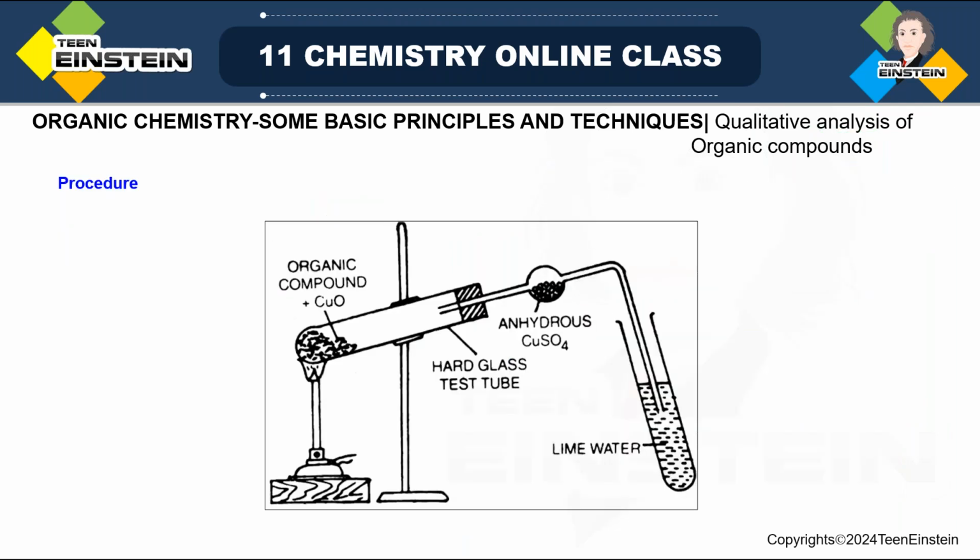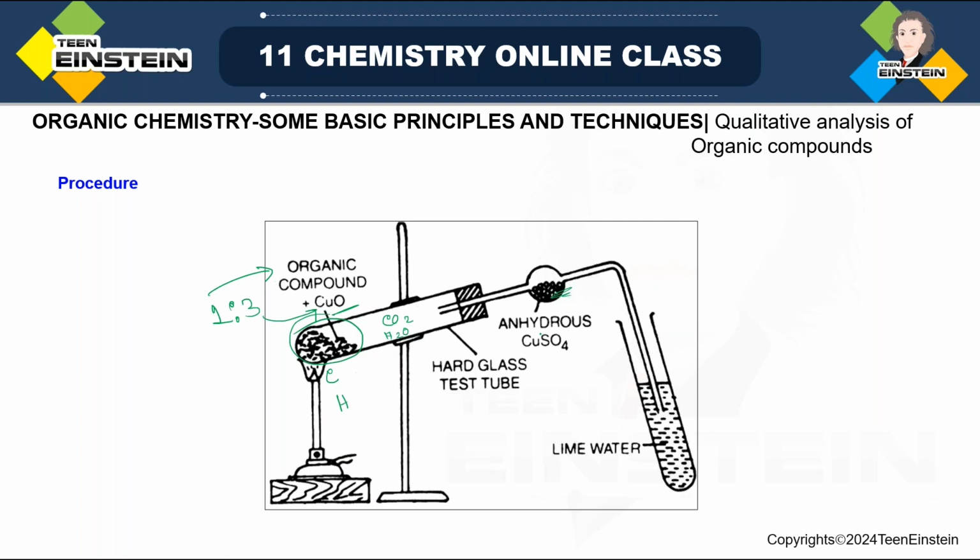Here you can see the picture for this experiment. What we have done is take the organic compound with CuO, and the ratio is almost 1:3, where 1 is for the organic compound and 3 is for CuO. You mix these two together and heat strongly with 3 times the copper oxide powder. If carbon or hydrogen is present, what will happen? There will be generation of CO2 and H2O.